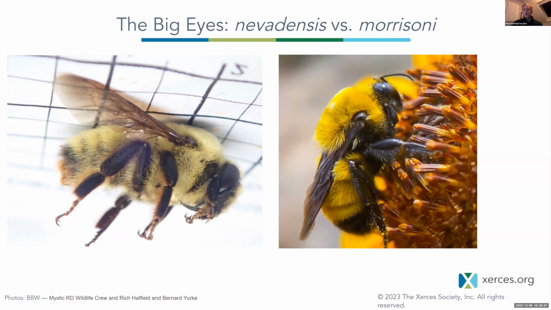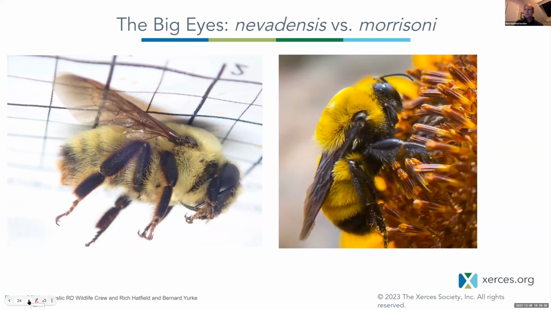That character still holds slightly with the males, but female or male Nevadensis can be quite a bit more yellow. I will say that the hair colors you see on this slide are maybe not diagnostic, but they're a field character you can use. Morrisoni does tend to be a really beautiful golden yellow color, whereas Nevadensis tends to be more straw-like in color.